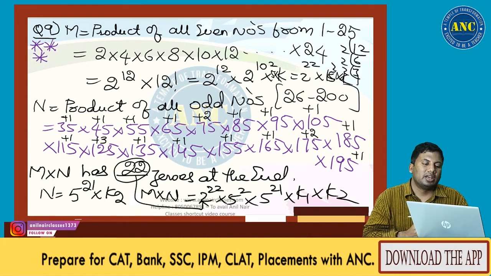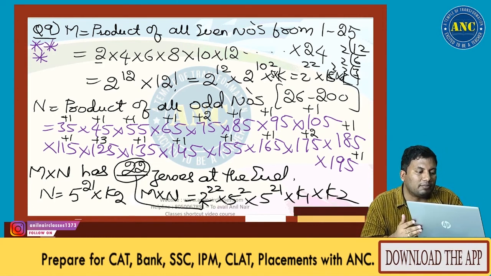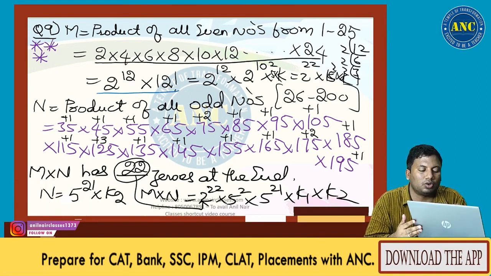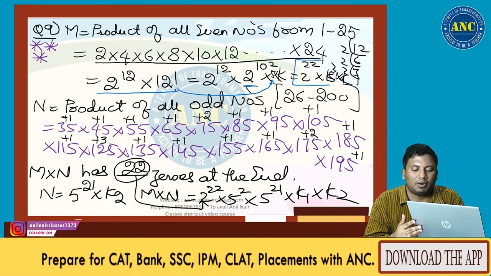M into N. M is the product of all even numbers. Even numbers are from 2 to 24. 2 1s are, 2 2s are, 2 3s are, and so on up to 24. 2 power 12 into 12 factorial. 12 factorial has 5 square. Right? It is nothing but power 10. So it is nothing but 2 power 22 into 5 square into k.